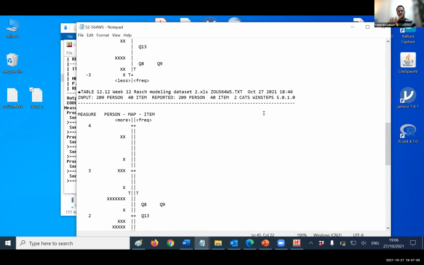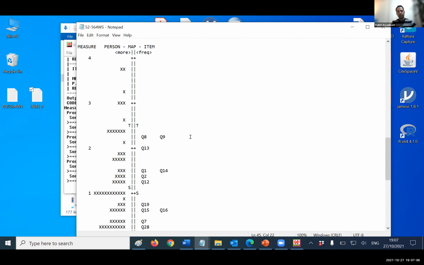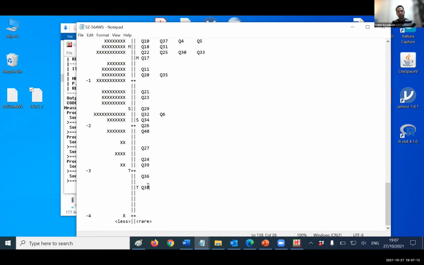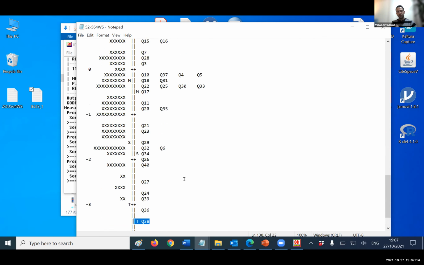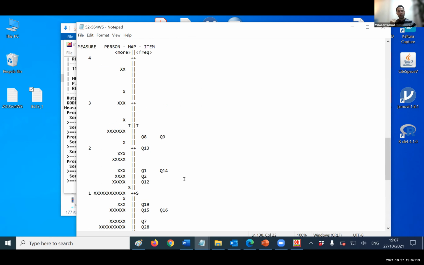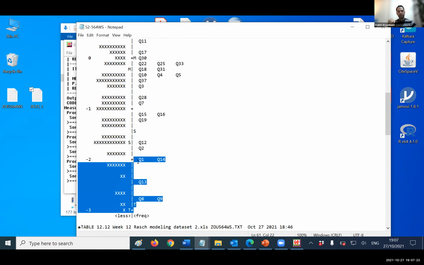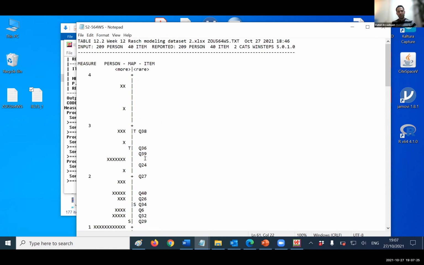The other map is the same map, but it has been flipped upside down, in other words. So here, the easiest items fall on top. Difficult items fall at the bottom. Why is it so? Because Mike Linacre thought that some people can understand this table better than this one. But for me, I always look for difficult items on top.